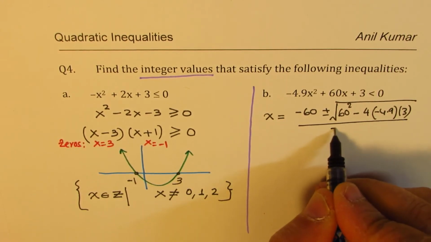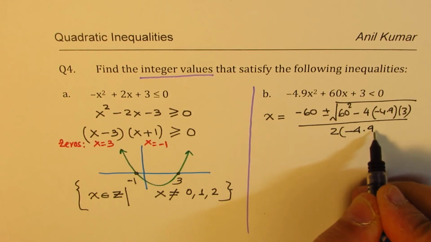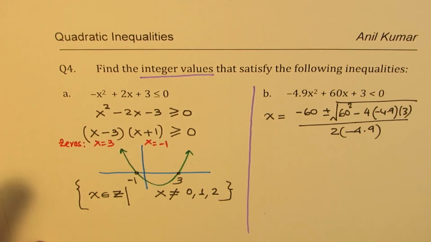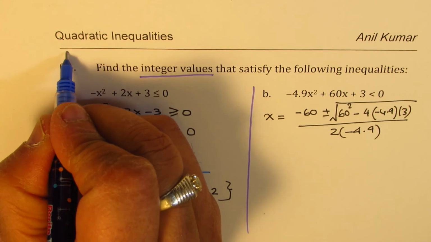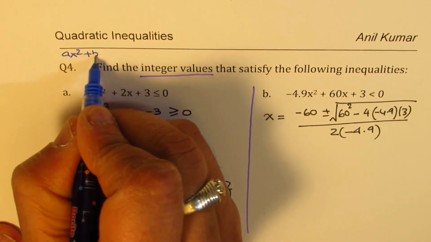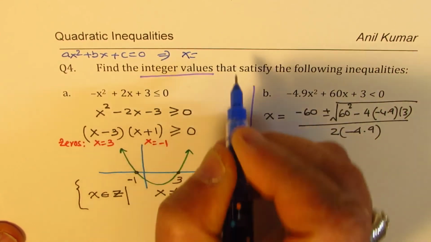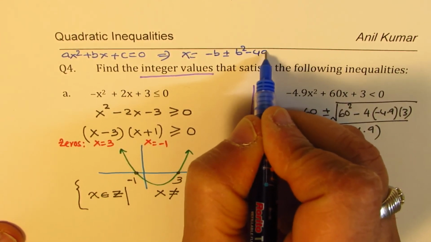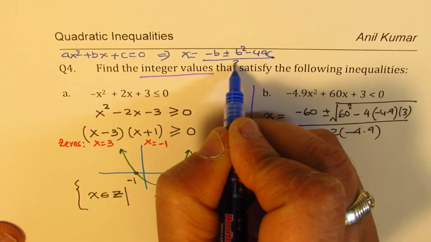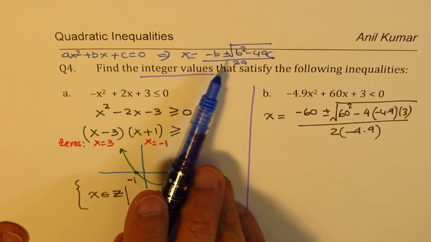Divided by 2 times a, which is minus 4.9. Does it make sense to you? So what we have done here is we have written a quadratic formula. Let me explain this. If our equation is ax squared plus bx plus c equals 0, in that case x is equal to minus b plus minus the square root of b squared minus 4ac, over 2a. So that is the quadratic formula.